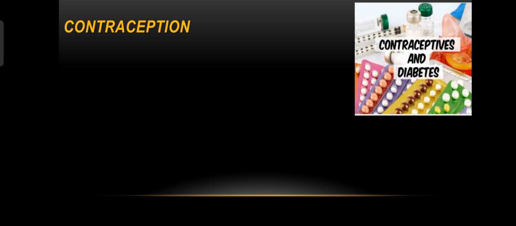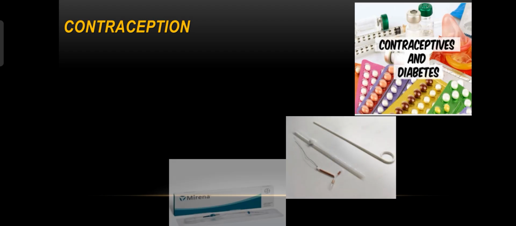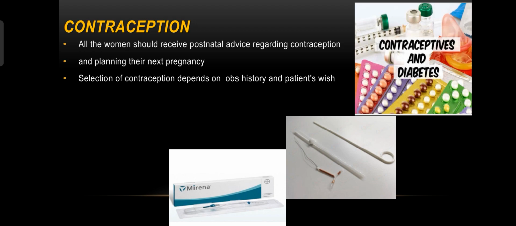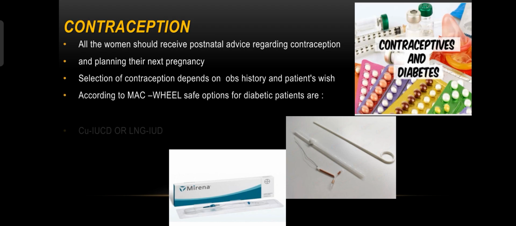Now the contraception. All the women should receive postnatal advice regarding contraception and planning their next pregnancy. Selection of contraception depends on the obstetrical history and the patient's wish. According to the MEC wheel, safe options for diabetic patients are copper IUCD or the levonorgestrel intrauterine system, also known as the Mirena.